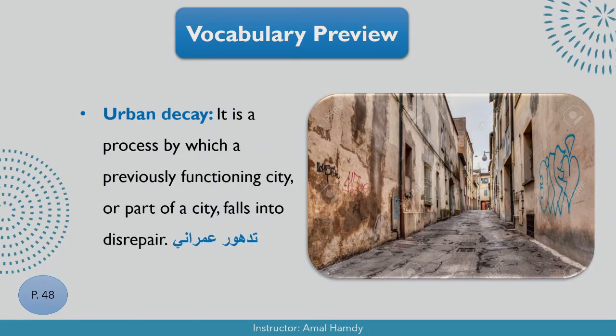And then we have urban decay, and it's a process by which a previously functioning city or part of a city falls into disrepair, اللي هو التدهور العمراني. As you can see in the picture before you, there are signs of disrepair or deterioration.